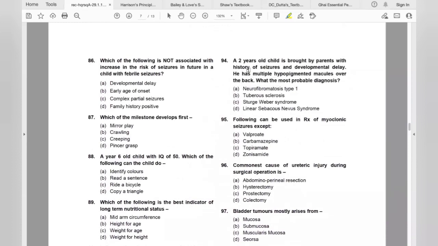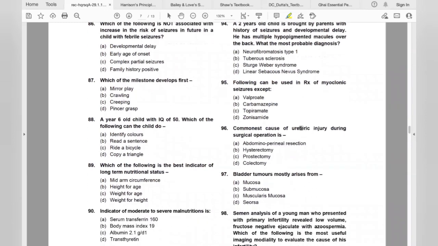A 2-year-old child is brought by parents with history of seizures and developmental delay. He has multiple hypopigmented macules over his back. This is the most probable diagnosis. Answer is tuberous sclerosis. Following can be used in treatment of myoclonic seizures except carbamazepine.